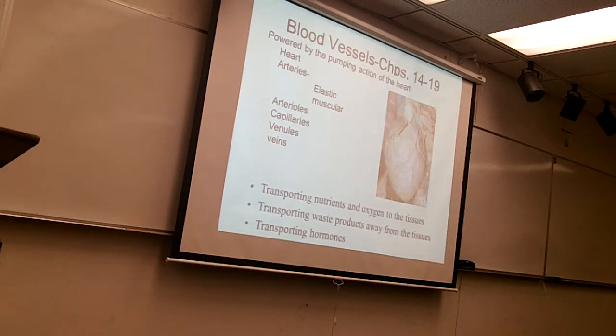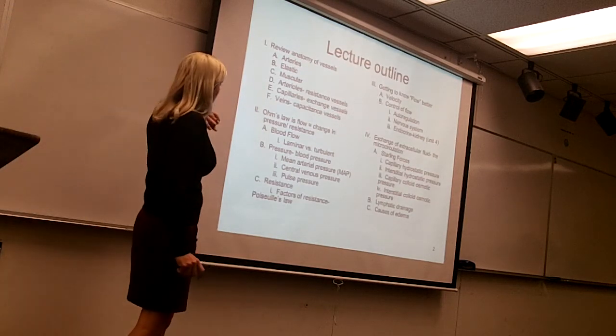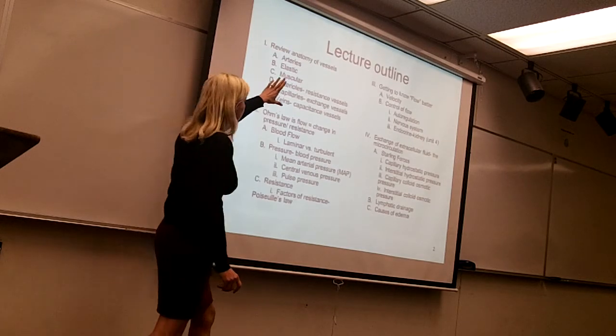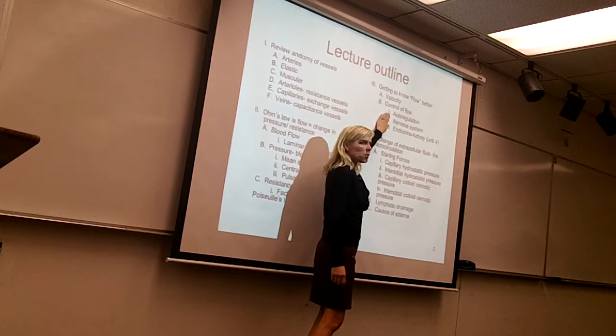But also, don't forget all the things that are dissolved in plasma. We've got electrolytes, we've got hormones, we've got clotting factors. There's a lot in there. So, big lecture. This is the outline for it. Now, somewhere, what was I going to say? Oh, over here. Understanding flow and control of flow, autoregulation.